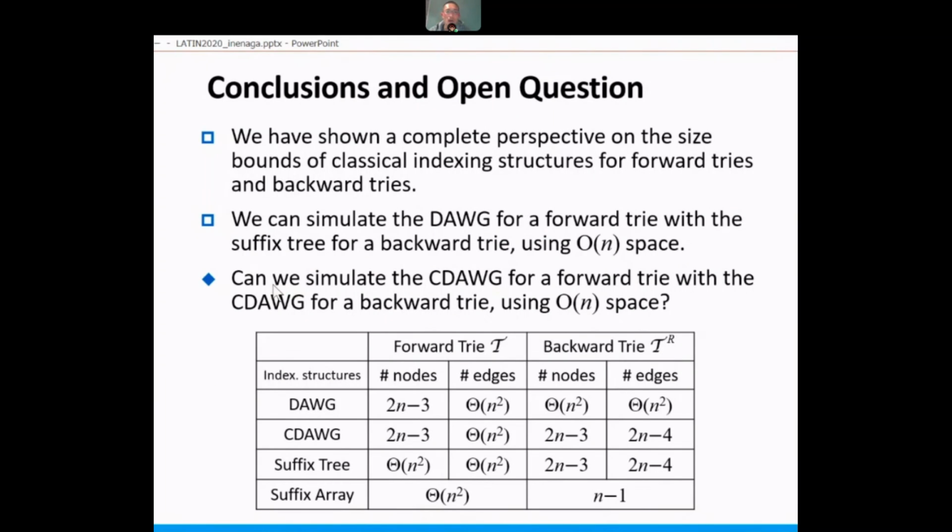An interesting open question is whether we can simulate the CDAWG for the forward trie with the CDAWG for the backward trie using only linear space. As you can see in this table, the CDAWG for the forward trie requires a quadratic number of edges, but the CDAWG for the corresponding backward trie requires only linear space. So if we can simulate this one also using linear space, then that would be quite nice.